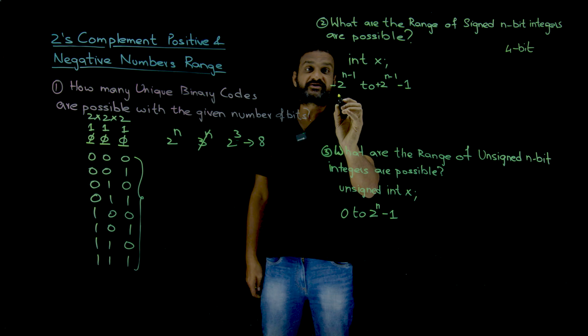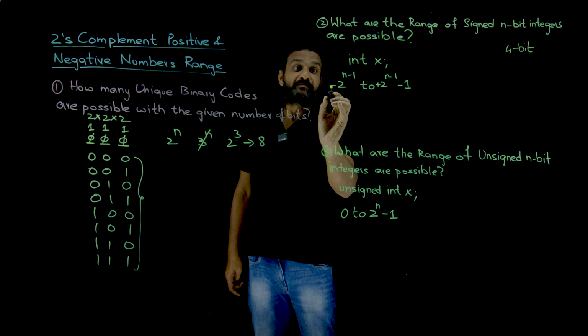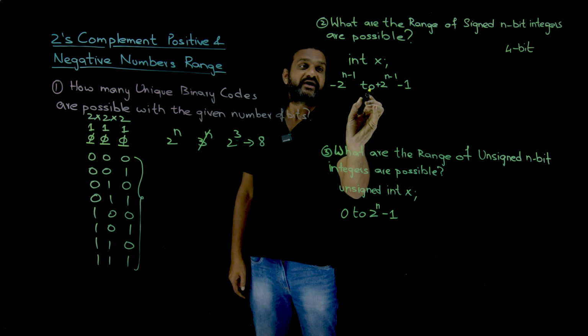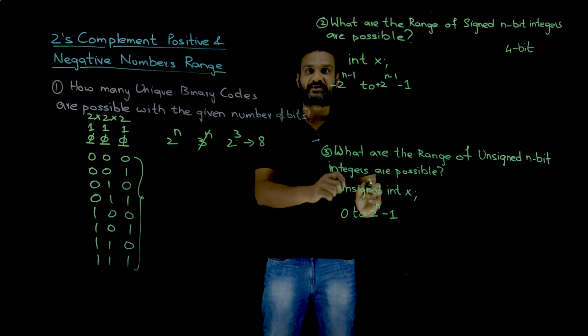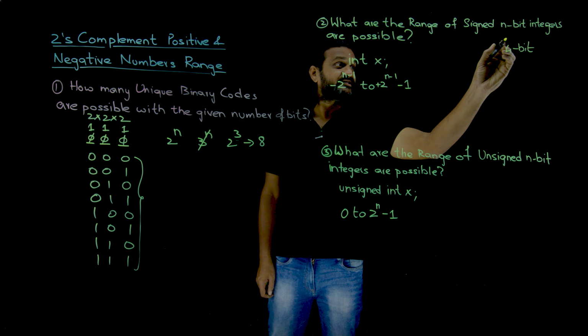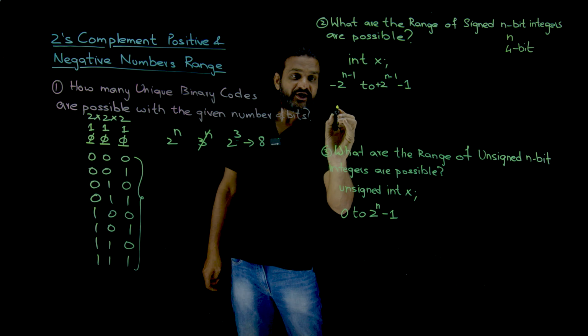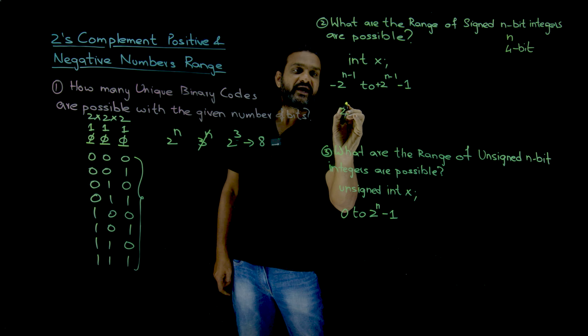The range of numbers that are possible is minus 2 power n minus 1 to plus 2 power n minus 1 minus 1. What it means is, here n is 4 bits, so it is going to be 2 power n minus 1.